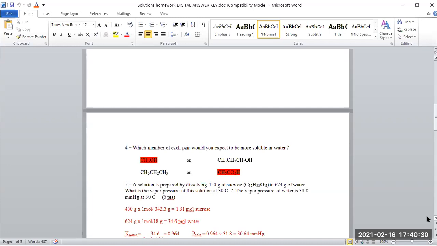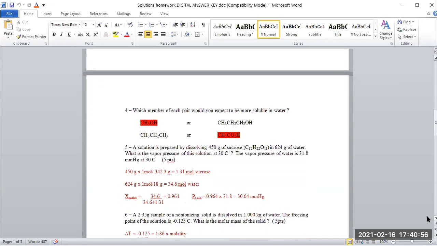And then we have a pair of hydrocarbon, again, propane, versus acetic acid. The acetic acid has 2 oxygens in it. That would definitely impart much better polarity to it, which means it's going to be significantly more soluble in water.